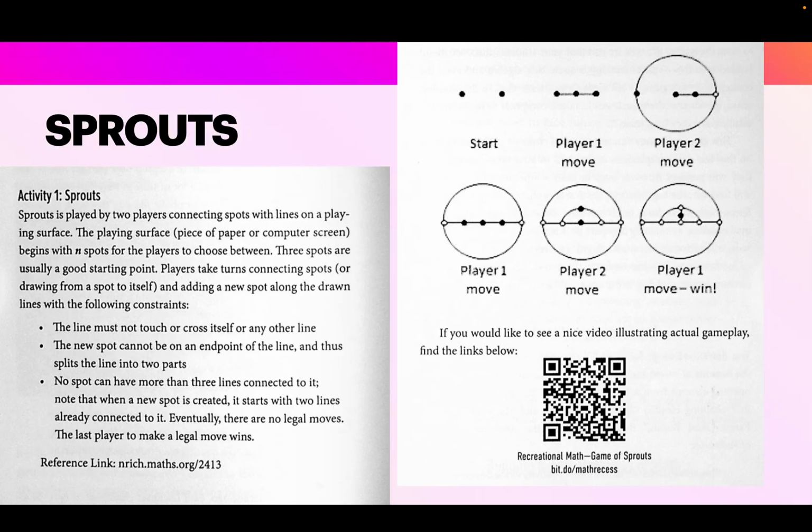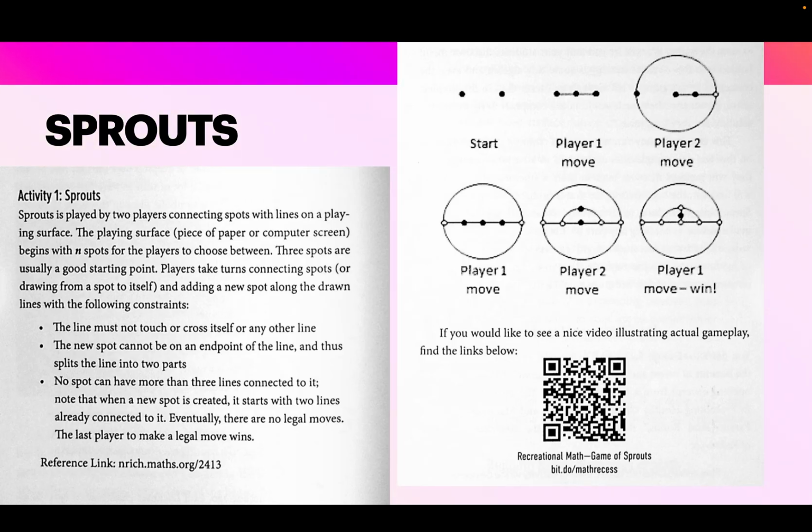As one example, there's a little game that we can play called Sprouts. Sprouts is played by two players connecting spots with lines on a playing surface. The playing surface is just dots. 3 spots are usually a good starting point. You can do more. Players take turns connecting the spots, or drawing from the spot to itself, and adding a new spot along the line.